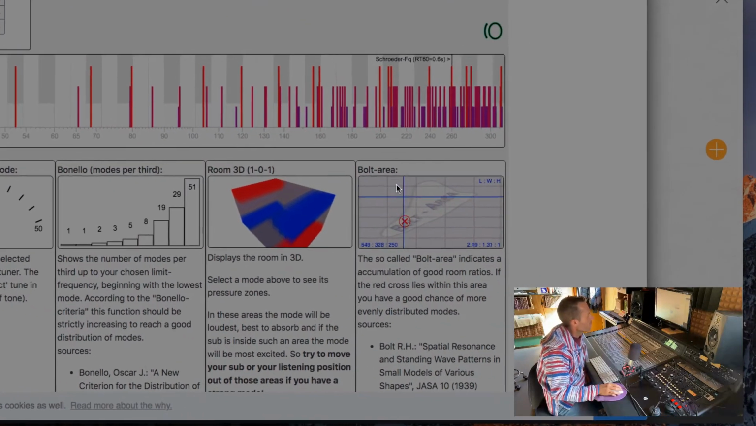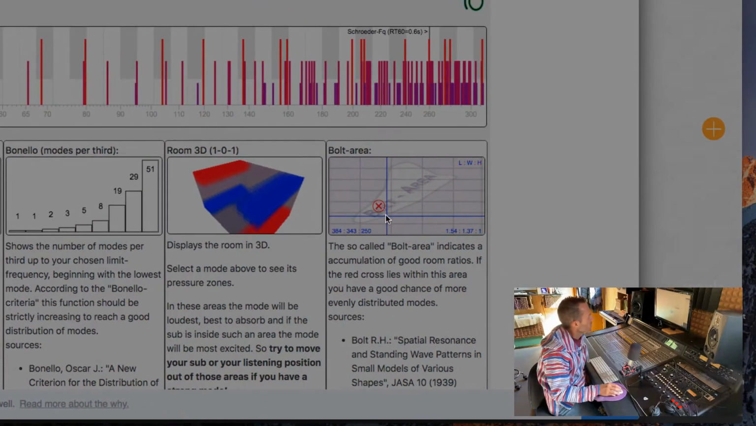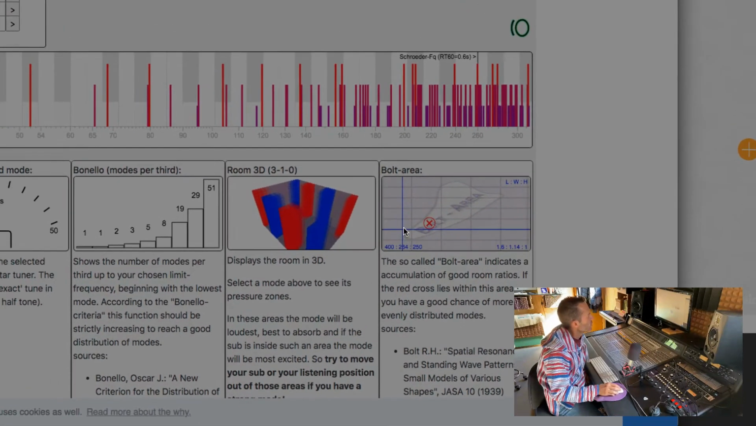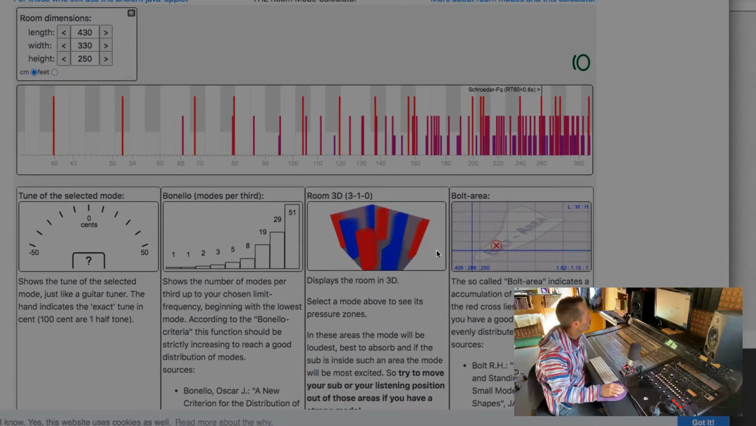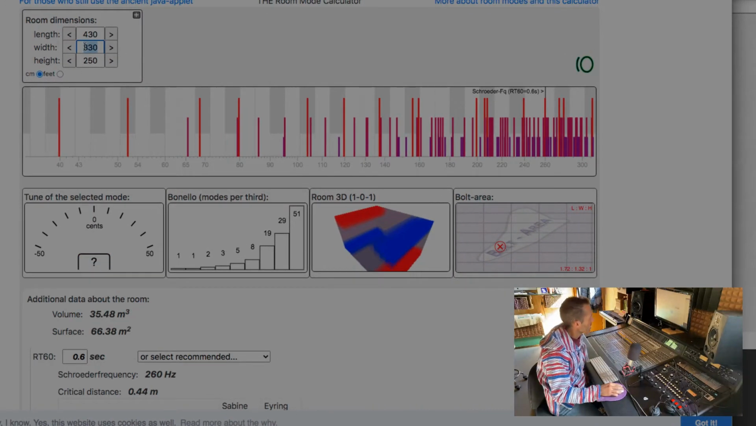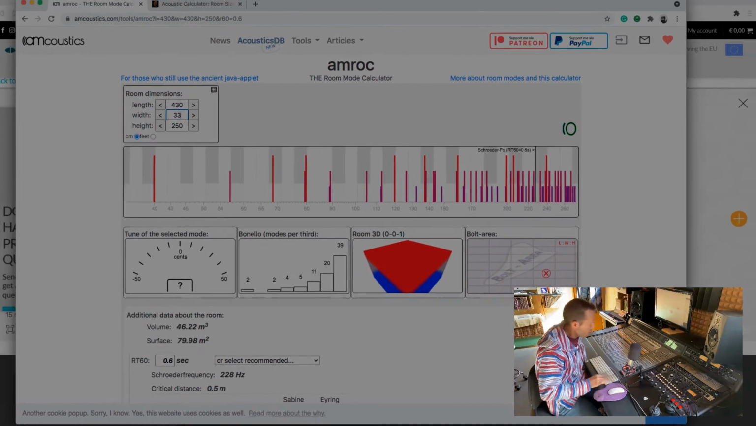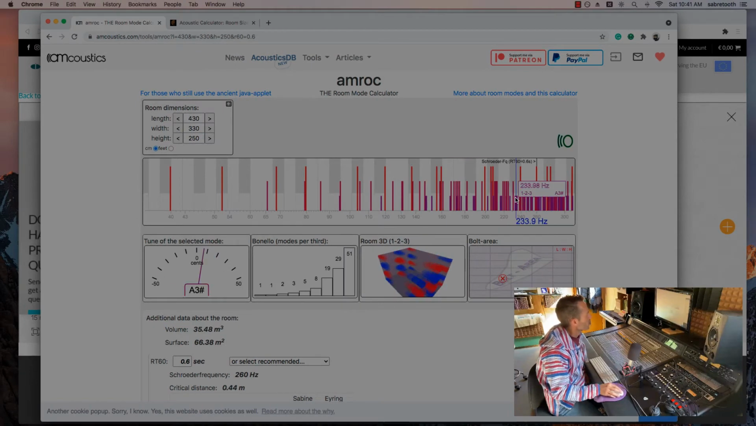Also, Bolt was another criteria we could look at, and ultimately choosing dimensions that fall within this area will give you a favorable distribution of those room modes. Again, picking something exactly the same will push it quite far out of this Bolt area. So these are two pretty quick and easy ways of seeing if it'll work.